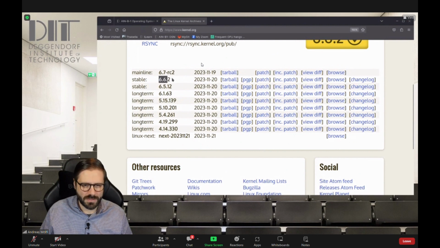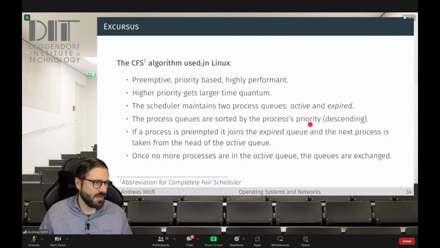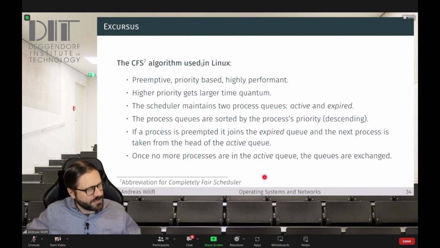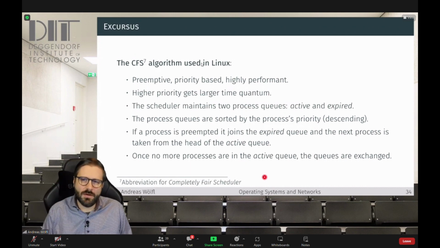is released already. So this is like changing the scheduler from 6.5 to 6.6. It's happening, but it's not rolled out to every distribution. So this is actually bleeding edge, what's happening right now. What does the new scheduler do better than the old scheduler?